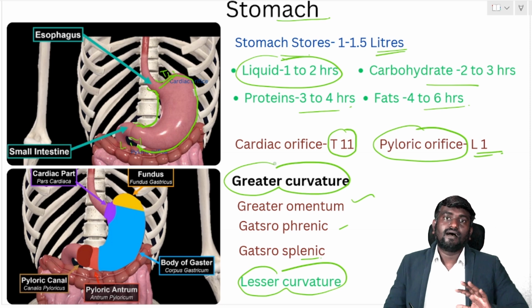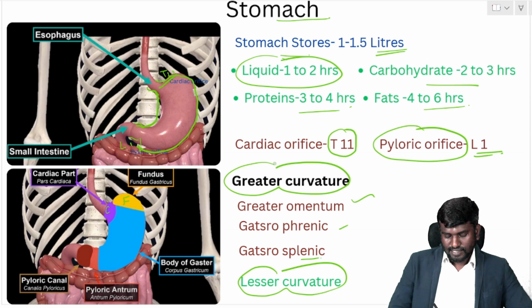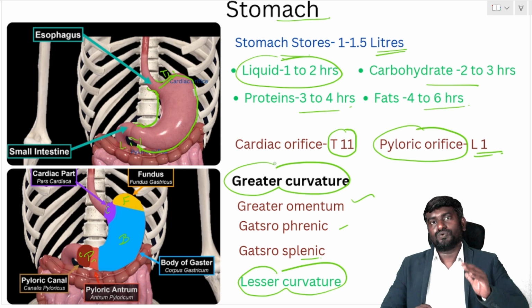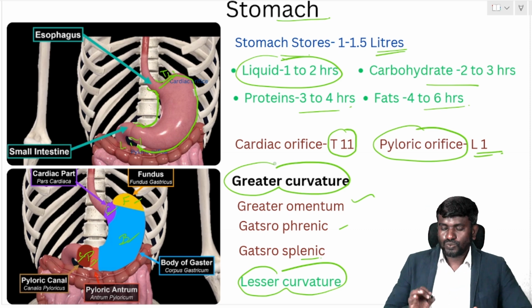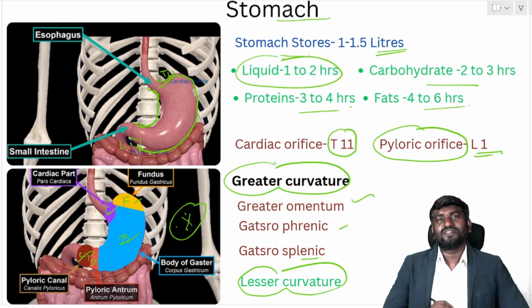Anatomical composition of the stomach is also very important. This area here is going to be called the cardiac part. This region is going to be the fundus of the stomach. This is going to be the body, and this includes the pylorus. This is going to be the pyloric antrum, and this is going to be the pyloric canal. So, let's revise: cardia, fundus, body, and the pyloric antrum and pyloric canal. So, it is important to know the anatomy of the stomach as well.